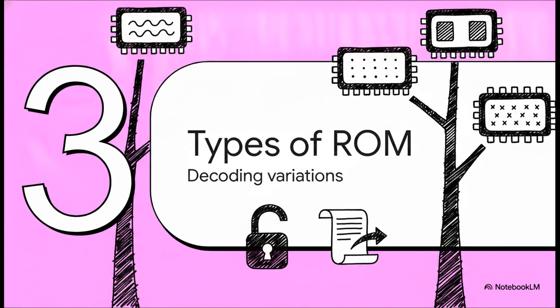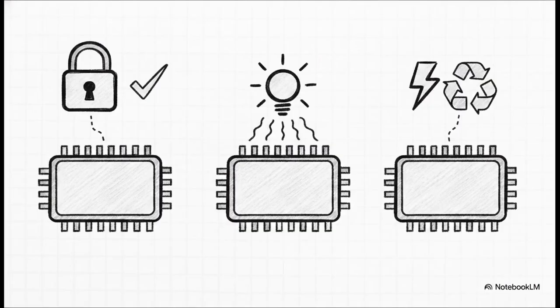Section 3. Decoding types of ROM. ROM is permanent, but there are actually 3 specific variations you need to know. Here's how they break down. First, PROM, programmed only once. Next is EPROM, erased using UV light, reprogrammable. This one is wild. You actually have to blast it with ultraviolet light to erase it. It's like a sci-fi memory wiper. And finally, EEPROM, erased electrically, rewritten many times. Instead of UV light, you just use an electrical charge.